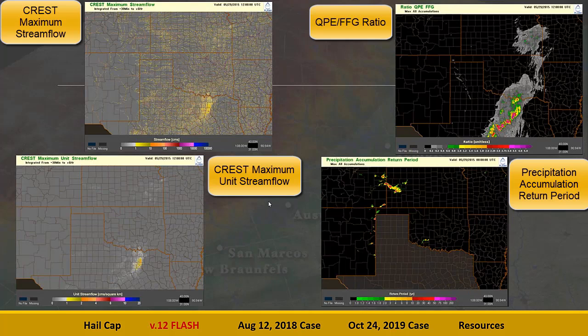On the right, you have 2 products. One is QPE to flash flood guidance ratio, which you may be familiar with from FFMP, and then also precipitation return periods as well, which now do include Texas. This image is an older one from 5 years ago, but now with all the new return periods and the new studies that have been done, Texas is included in those as well. So those are the 4 main products used for MRMS Flash.